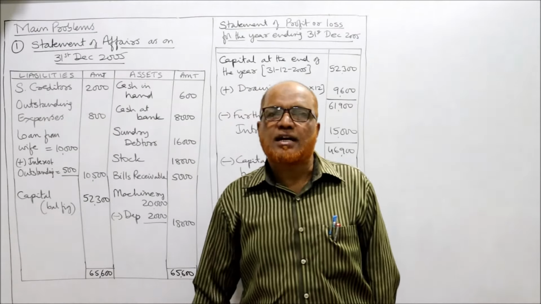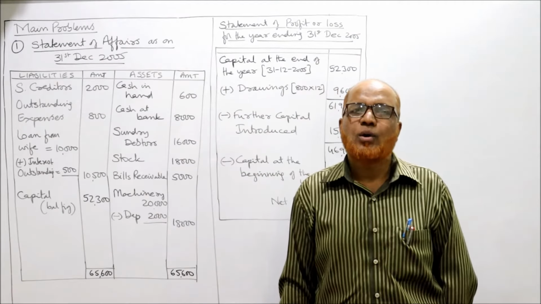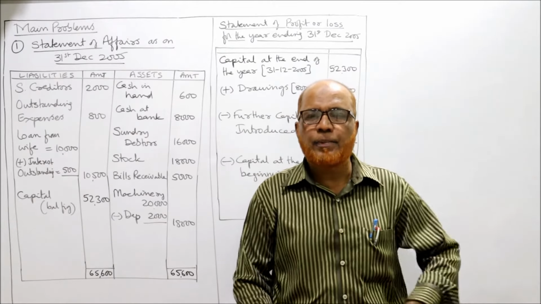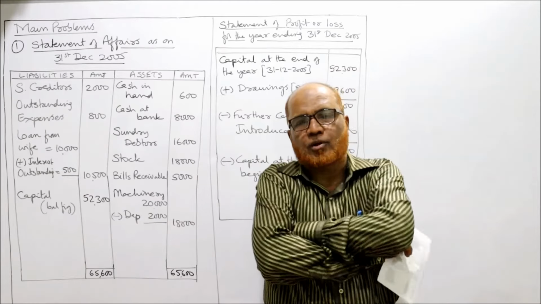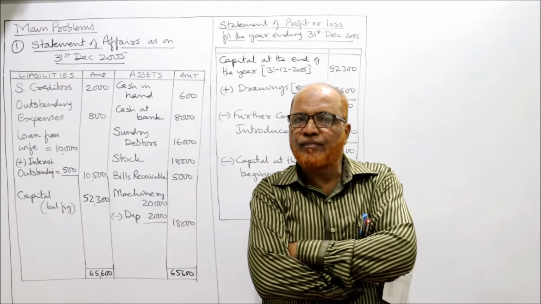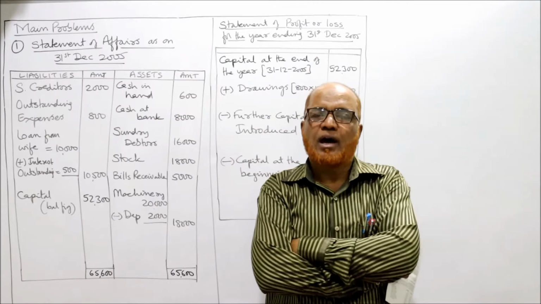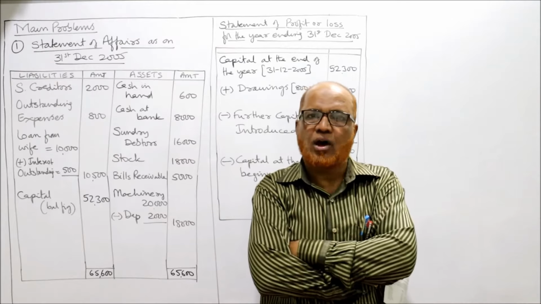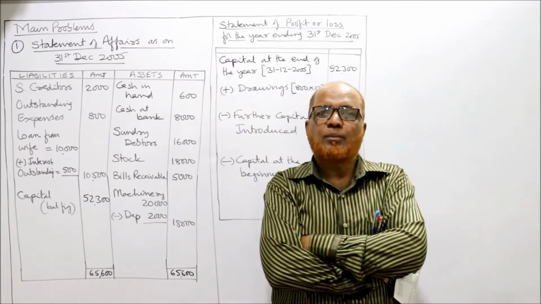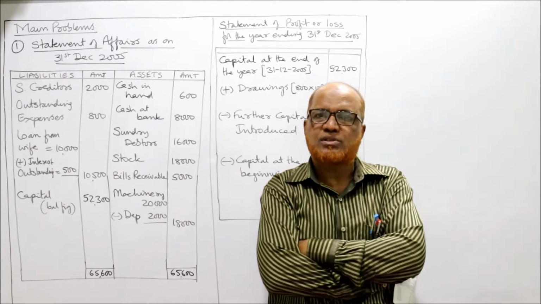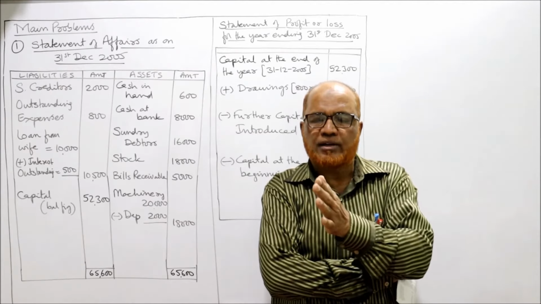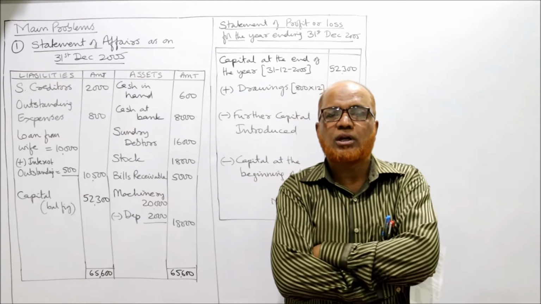Hello students, now we'll start the main problems on accounts from incomplete records. In the previous video, I hope you have watched the complete theory of accounts from incomplete records, which means single entry. We discussed the meaning, the features of the single entry system, and the differences a lot in the theory introduction video. Then we did 12 short problems in the previous video.